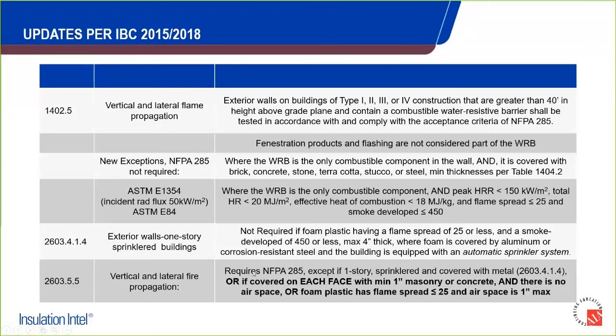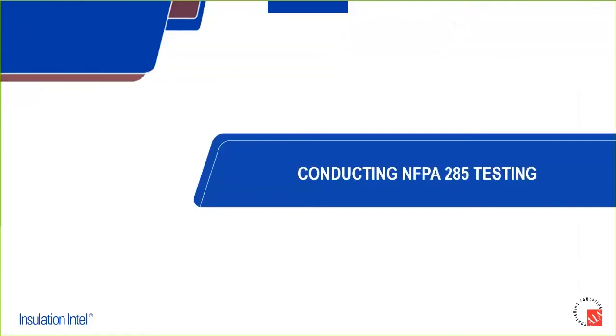And then take a one-story sprinklered building covered with metal, or if covered on each face with a minimum of these masonry materials. So it gets very specific, and this is some of the comments I received from architects in the field: we like the test, except there are just so many exceptions. So it's something you have to walk through carefully, like any code study.